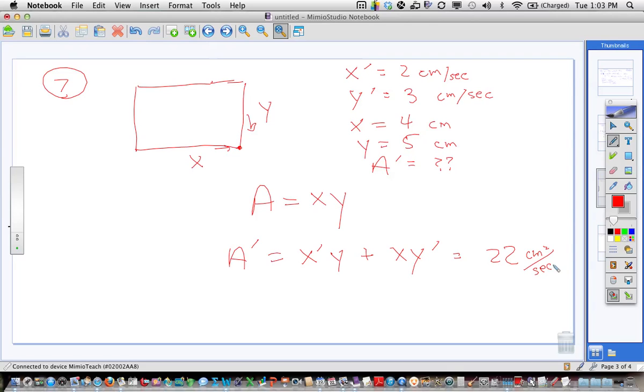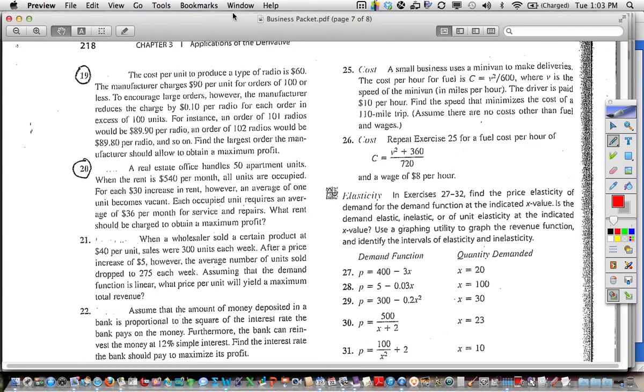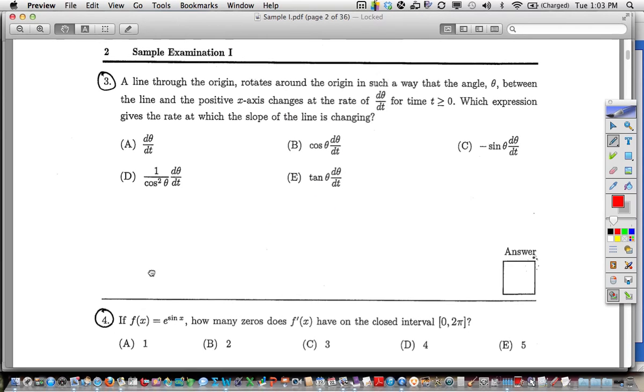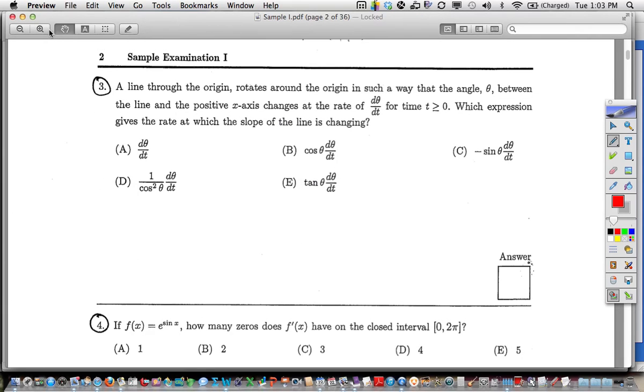Now we're going to do several. You're going to have a bunch of those to do in your homework today, and I want to give you some work time here in a minute. Okay? All right. Take out your sample 1 packet, please. One more thing I want to go through, and then I want to give you some work time. Sample 1, problem number 3.